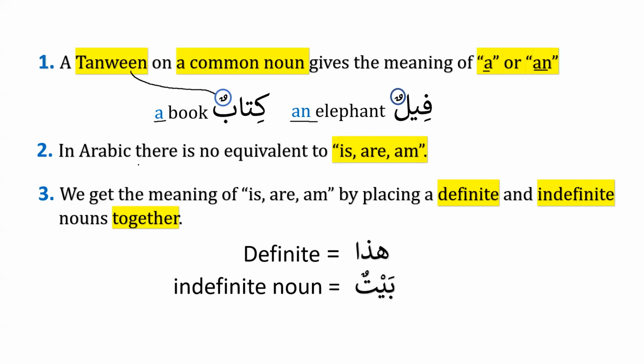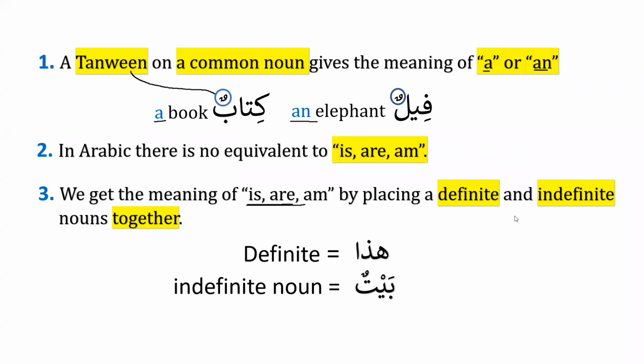Similarly, in Arabic, there is no equivalent to is or am, and that is very, very important. So these are the small observations that we need to understand. Once you get through these observations, inshallah, you will see that your understanding of the Arabic language will be comprehended a lot. So how do we get the meaning of is or am? We get the meaning of is or am, which we call the be verb or helping verb, by placing definite and indefinite nouns together.